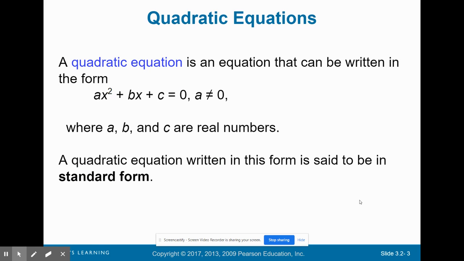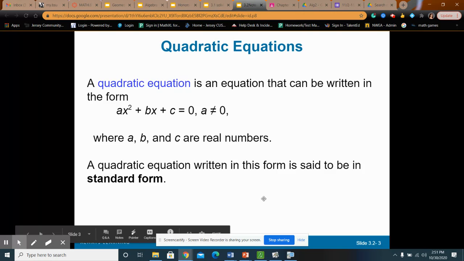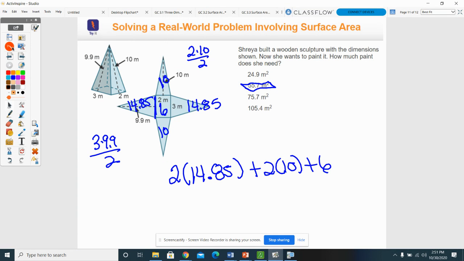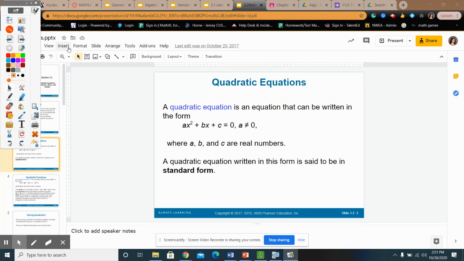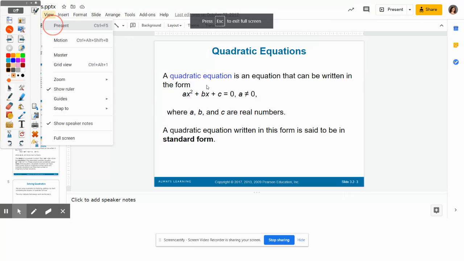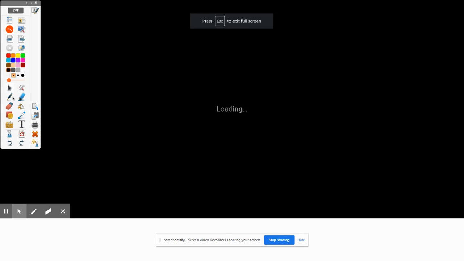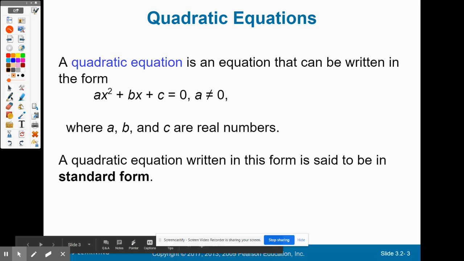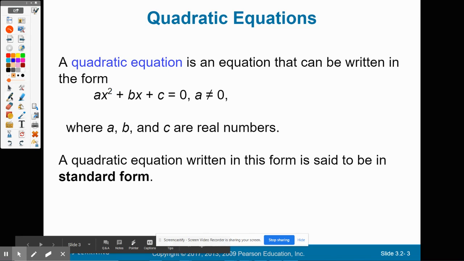Okay, first of all, what is a quadratic equation? Well, first of all, you need to know that a quadratic is any... A quadratic equation is any equation that can be written basically with an x squared. So you're looking at things that when you graph them are parabolas.